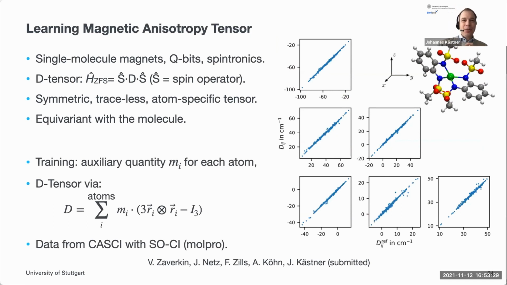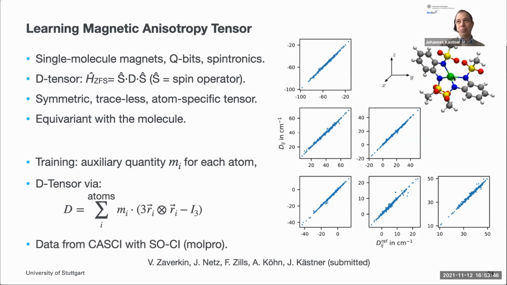There's one small thing that I want to mention, and this is my last slide with scientific content, namely the learning of something else than potential energy surfaces. Here we learn the magnetic anisotropy tensor, or also called D-tensor. This is important for single molecule magnets.